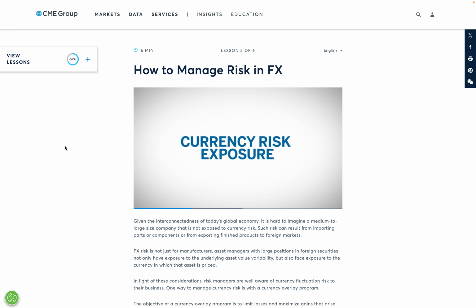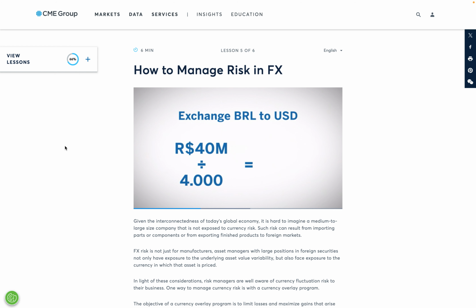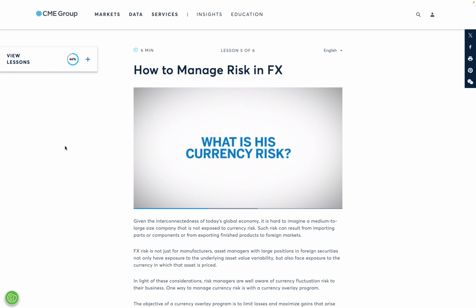In order to invest in U.S. equities, the Brazilian asset manager must first convert his cash from Brazilian reais to U.S. dollars, starting with a 40 million reais position and an exchange rate of 4.0 Brazilian reais to U.S. dollars. The 40 million reais exchanged to dollars equates to 10 million U.S. dollars. He then can make his investment in U.S. equities.